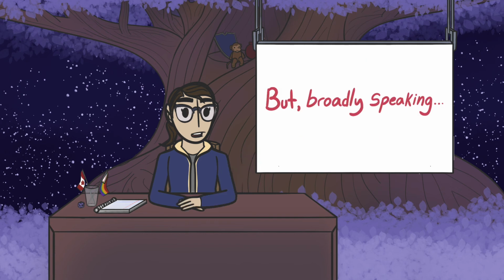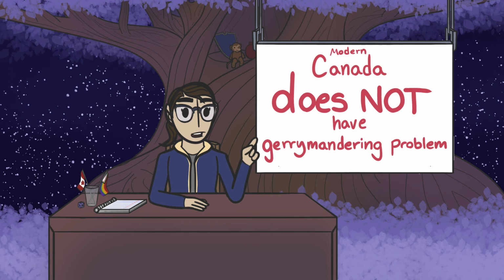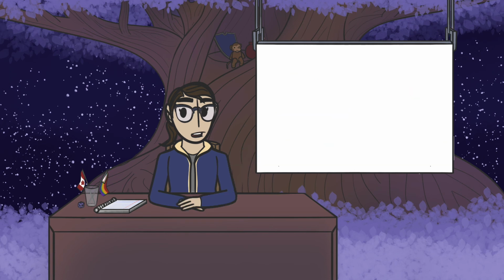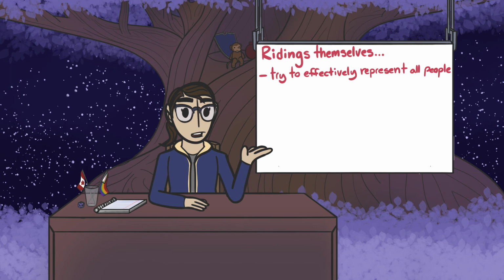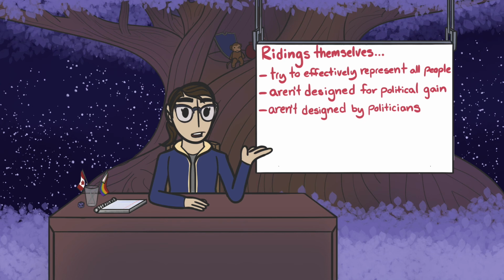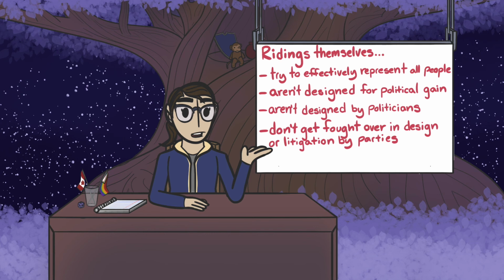However, broadly speaking, Canada does not have a modern gerrymandering problem. Gerrymandering may be a very hard thing to prove, but Canadian ridings are not intentionally designed to exclude or to maximize partisan gain like in America. All the decisions in federal ridings are done by independent commissions, as we've mentioned. There is very little intensive litigation over redistricting, and parties don't fight over redistricting.